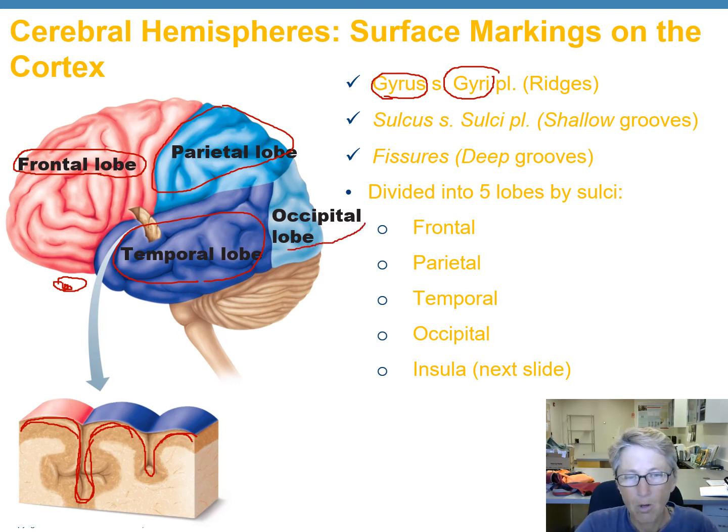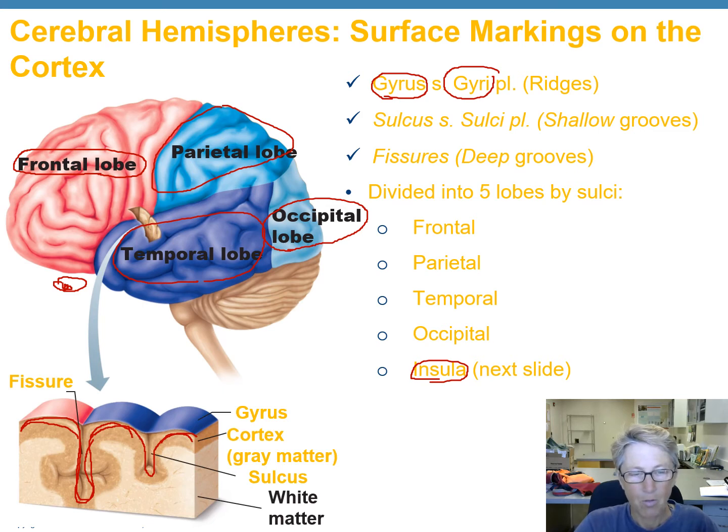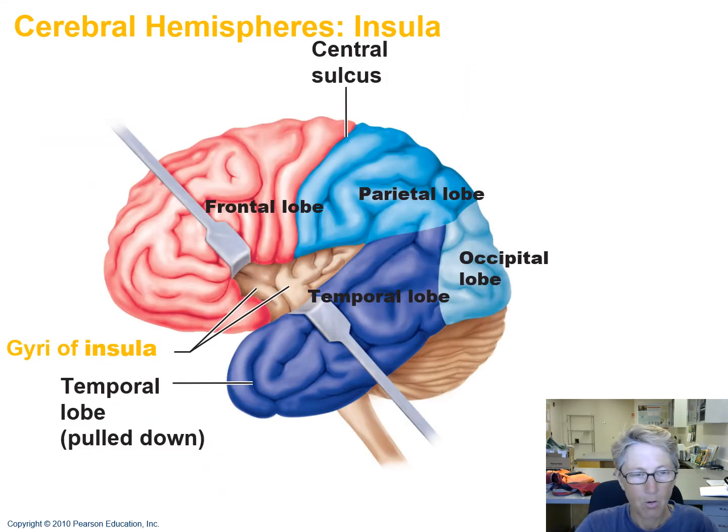The occipital lobe is located at the rear of the cerebral cortex, and this is where vision is. And then there's also a 5th lobe, and that's called the insula, and I'll show you a picture of that on the next slide. This just fills in the cartoon that we talked about.